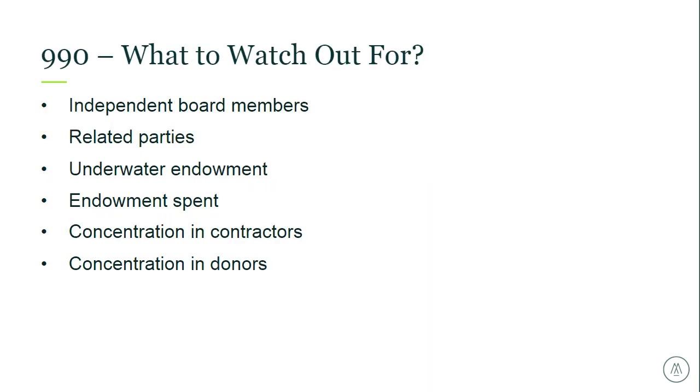Lastly, again, very similar to what Melissa mentioned earlier on the 990s, some of the things to be looking out for would be related parties, any underwater endowment reporting, and some concentrations in contractors.